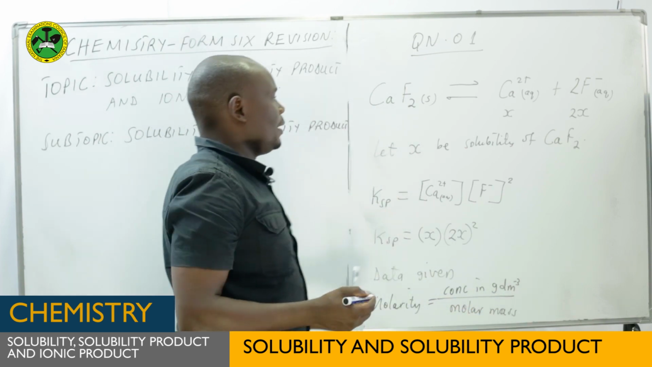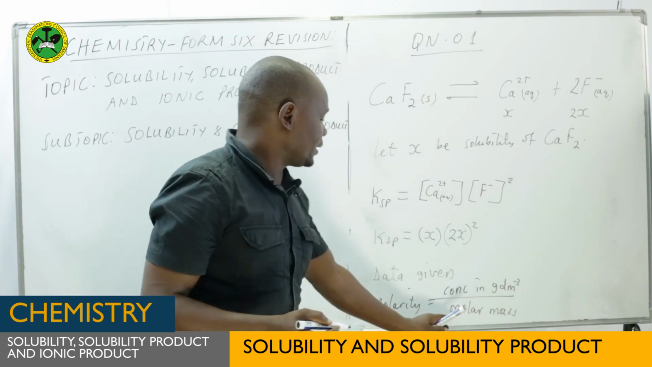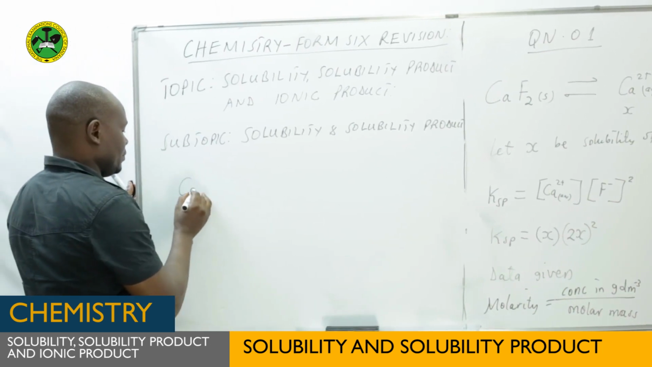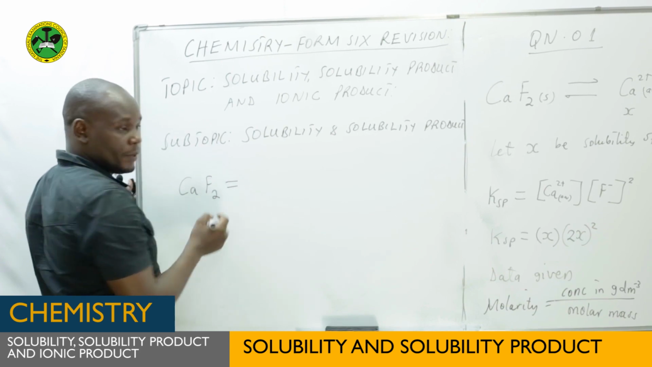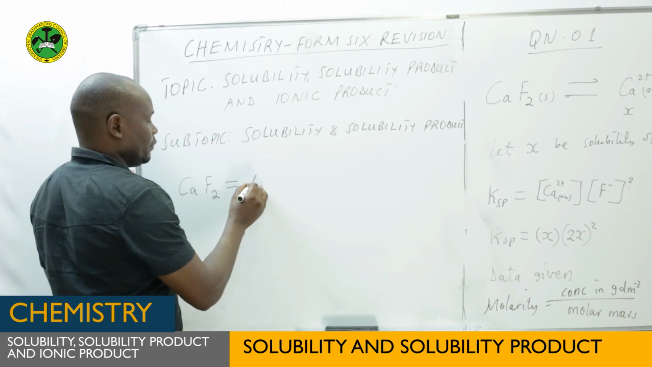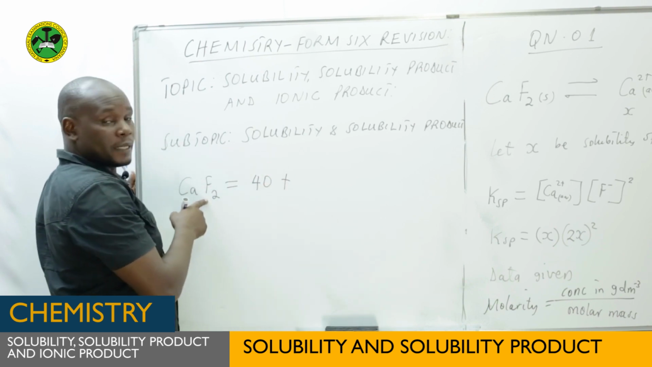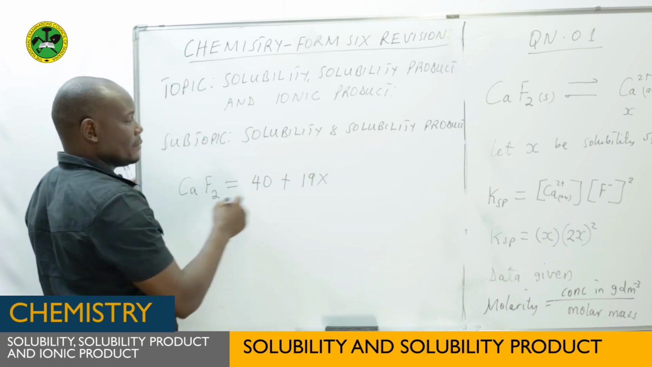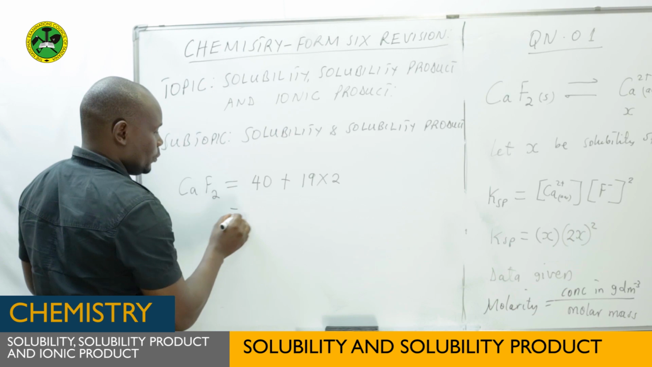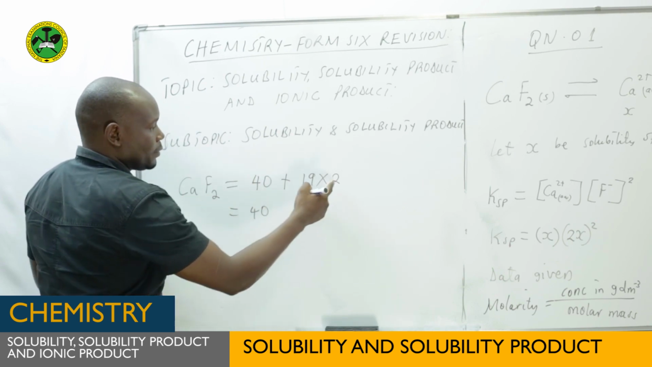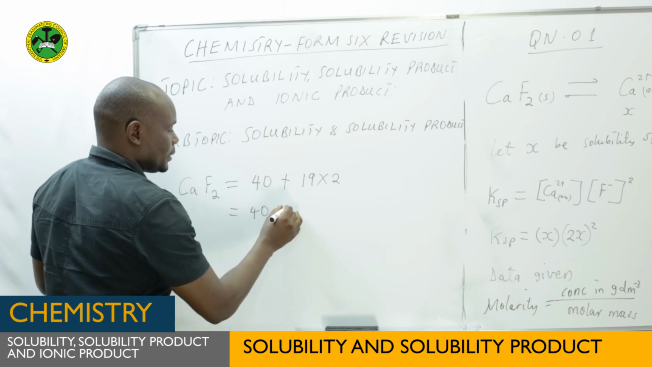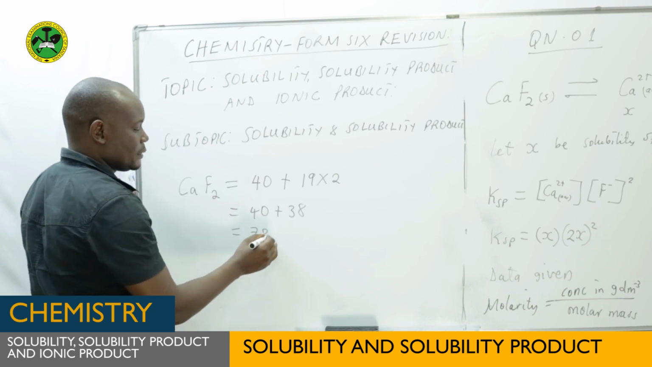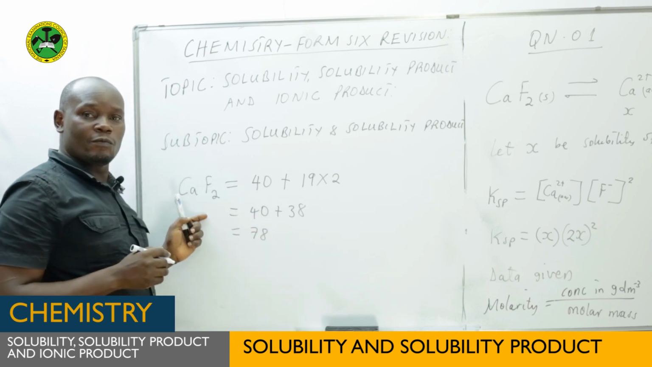And the molar mass of what here? Of calcium fluoride. Now let us find the molar mass of calcium fluoride. We have been given the mass of calcium, which is 40, plus the molar mass of fluorine, which is 19, but 19 times how much? Times 2. If you use your calculator, you'll get 40, then 19 times 2 is 38. Now adding, you get 78. This is the molar mass of calcium fluoride.